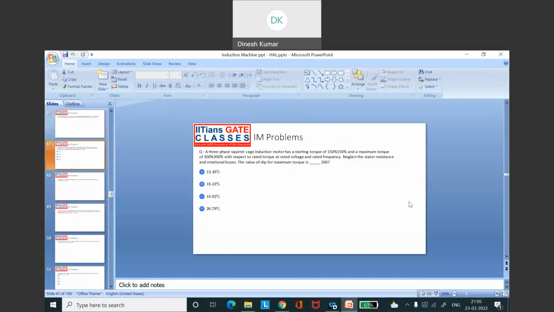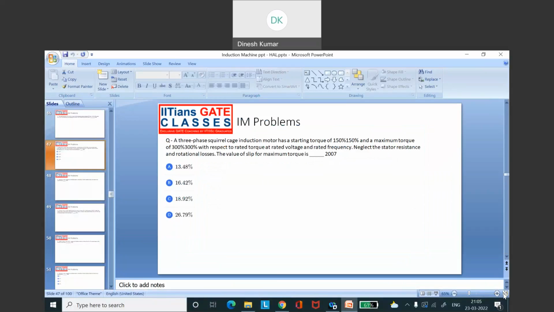Hi guys, in the last class we talked about induction machine torque production. So we will be seeing some problems related to the torque. Let's see the first question.